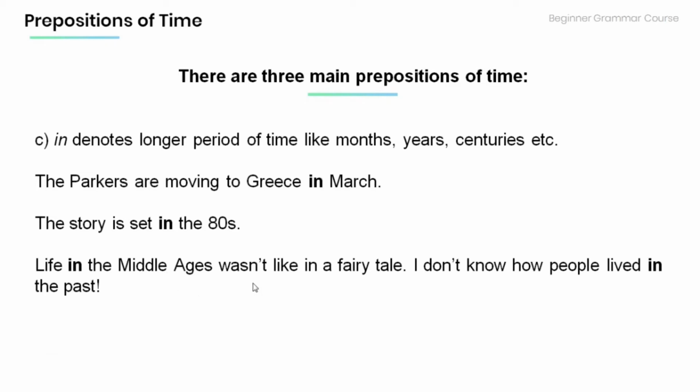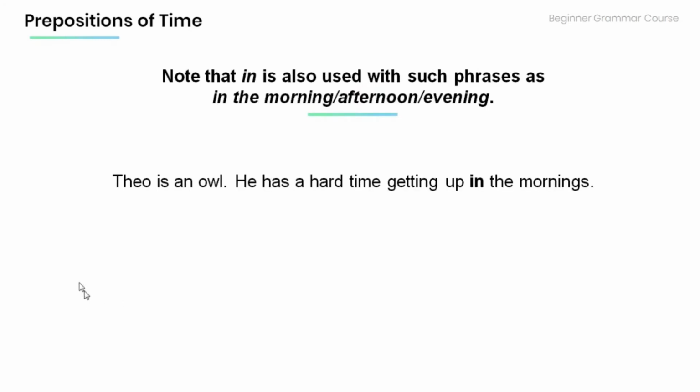Life in the Middle Ages wasn't like in a fairy tale. I don't know how people lived in the past. In these sentences, the prepositions of time in are used to denote longer periods of time, the Middle Ages and the past.